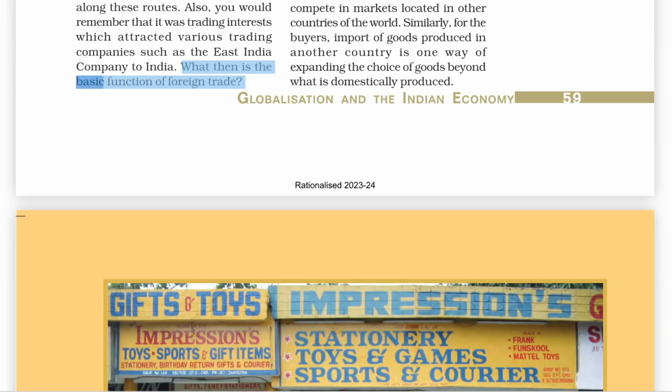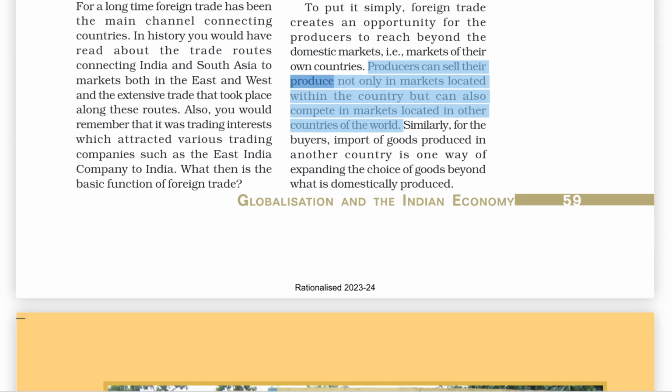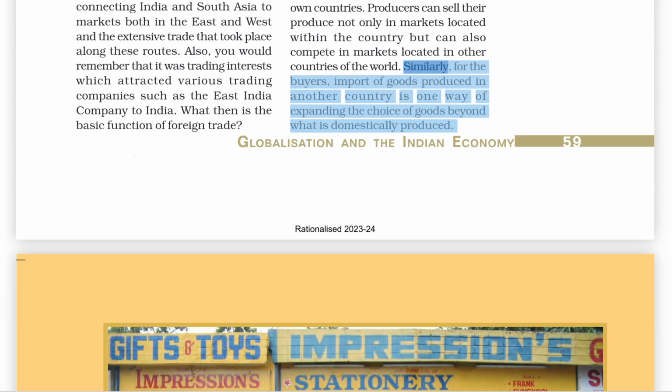What then is the basic function of foreign trade? To put it simply, foreign trade creates an opportunity for the producers to reach beyond the domestic markets, i.e. markets of their own countries. Producers can sell their produce not only in markets located within the country, but can also compete in markets located in other countries of the world. Similarly, for the buyers, import of goods produced in another country is one way of expanding the choice of goods beyond what is domestically produced.